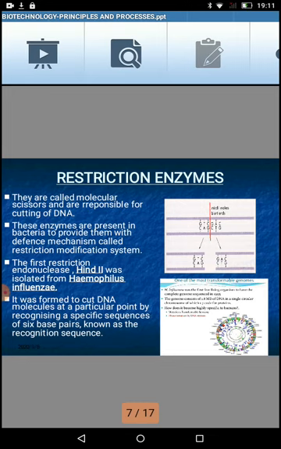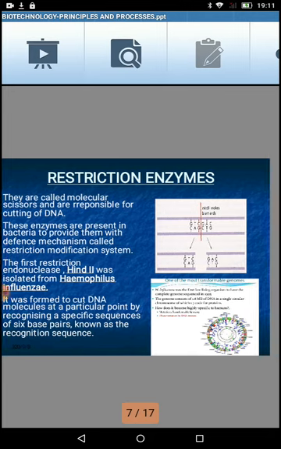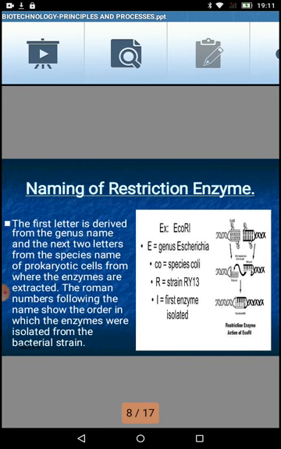So if we have to cut the DNA at various places, that means we have to use different types of restriction enzymes. That is a benefit whenever we are following the whole recombinant DNA process. Let's move ahead.